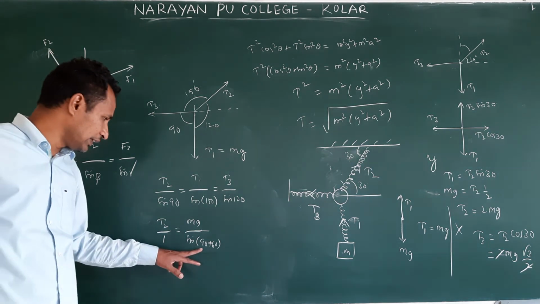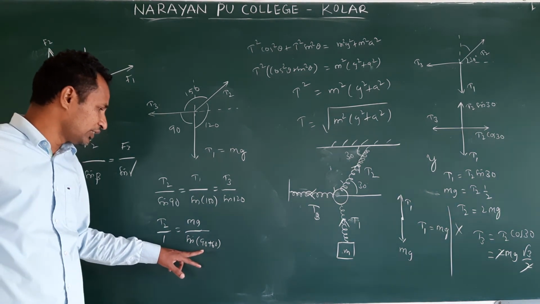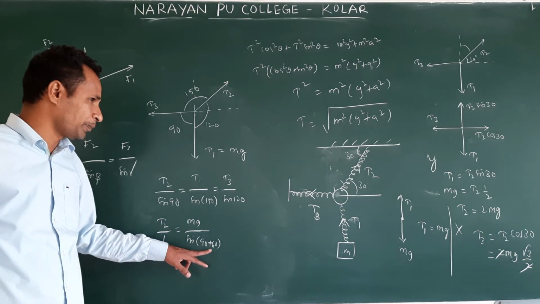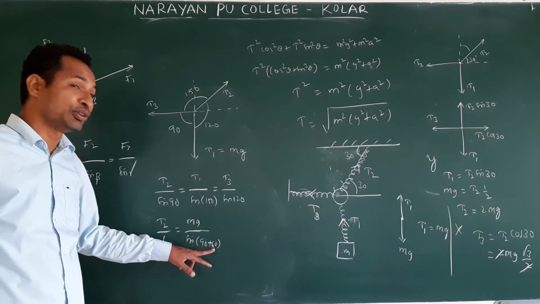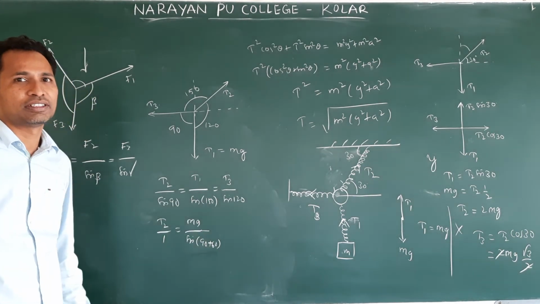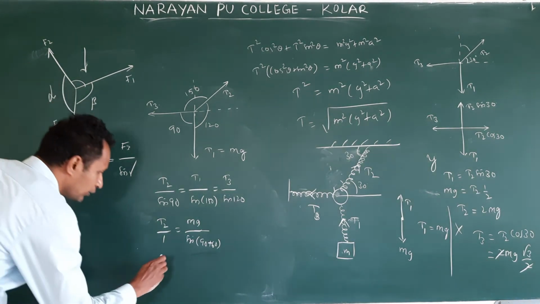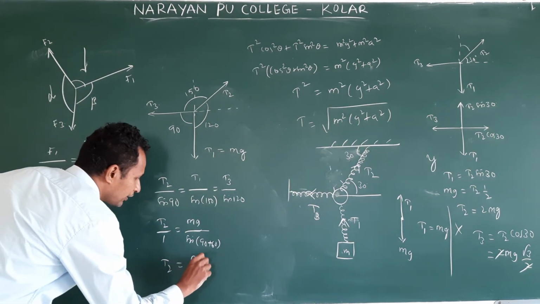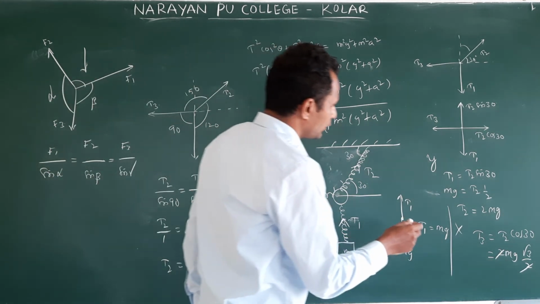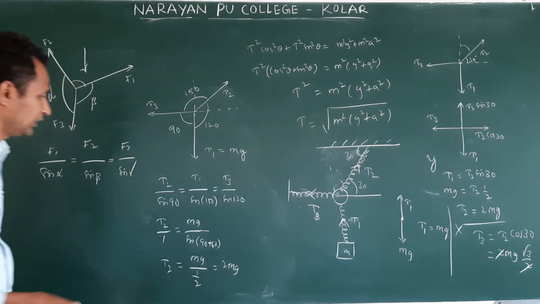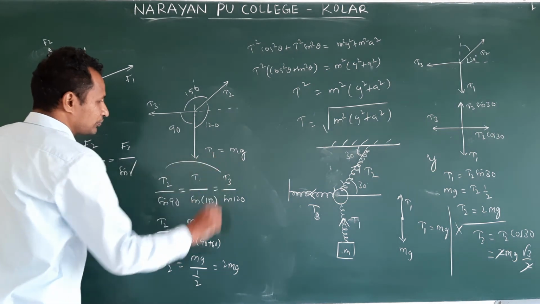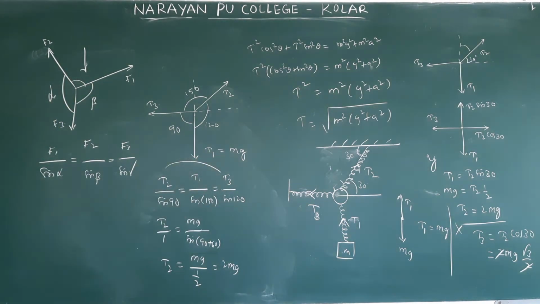If you take 90 plus theta, that means sin A plus B, sin A cos B. What do you get? Cos 60 you will get. Cos 60 means 1 by 2, so the 2 comes up. So T2 is equal to mg by cos 60, which is 1 by 2. So 2 mg. Did we not get 2 mg? Yes, 2 mg. Yes or no? If you want to calculate T3, equate these two, then you will get the answer.